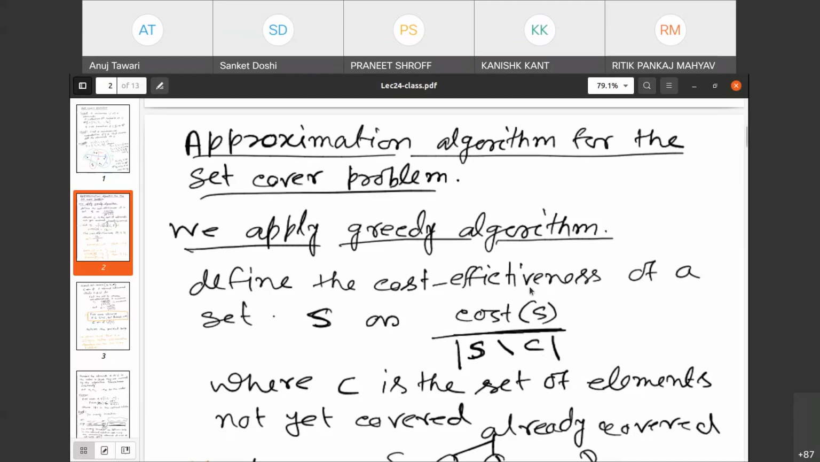Right? So that is why we took this ratio, which is we want the cost to be as small as possible, and whatever are the uncovered elements which are covered by S, that set should be as large as possible. So we took this ratio, cost of S divided by S minus C. In fact, you could take any function which is maximizing S minus C and minimizing the cost. But in this case, this is a very natural thing to do, because there are two different things involved here. We are minimizing something, we are maximizing something, and in such cases, we normally take the ratio of these.